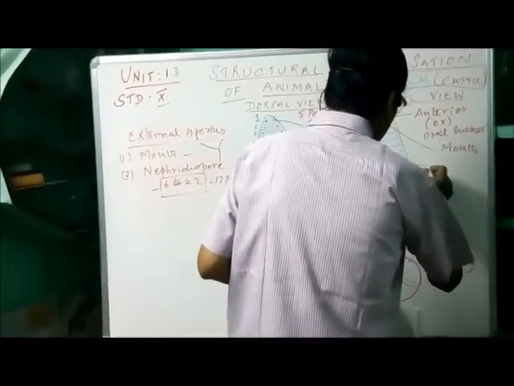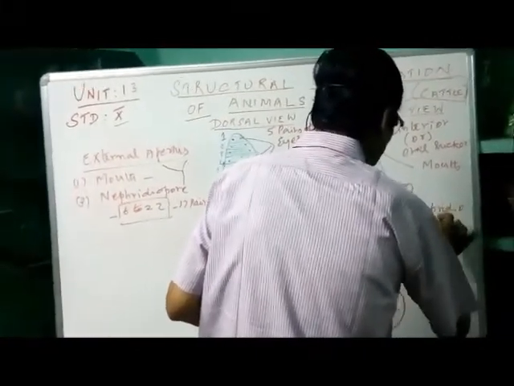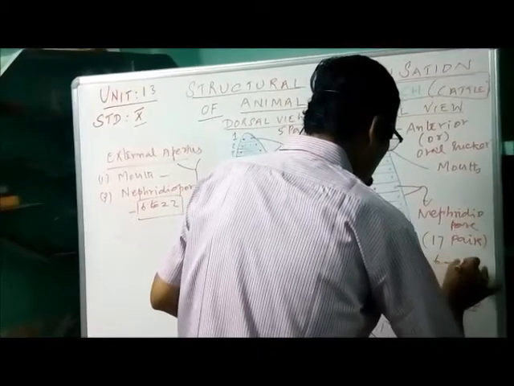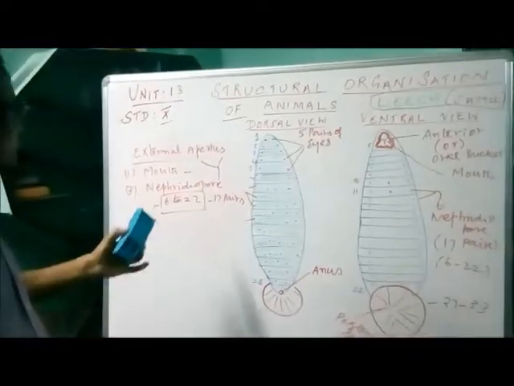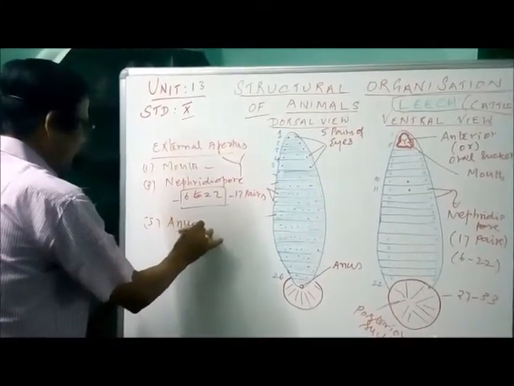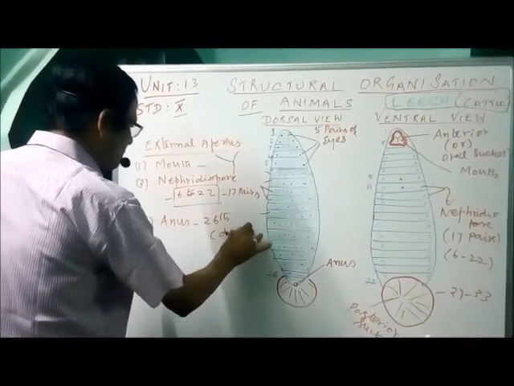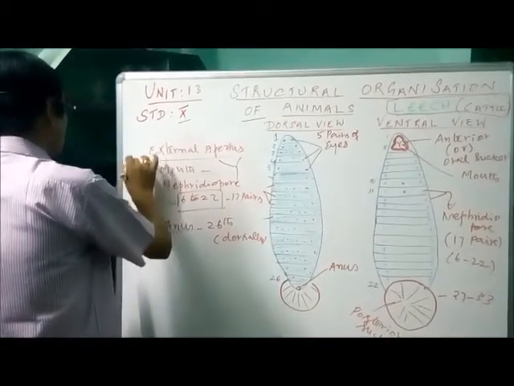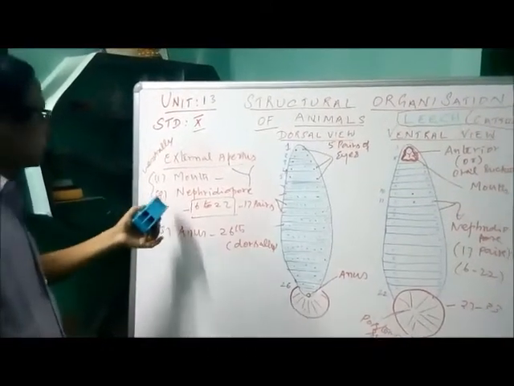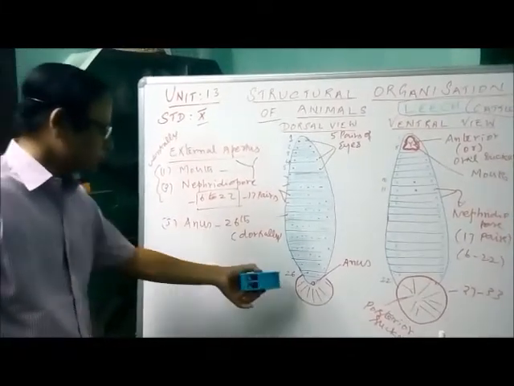Now this is the nephridiopore. The green structures represent the nephridiopore, 17 pairs from segment 6 to 22. Then we have the anus. I mentioned already, the anus is present in the 26th segment. This is dorsal, and these are all ventral. The nephridiopores are found ventrally, whereas the anus is present mid-dorsally in the 26th segment.